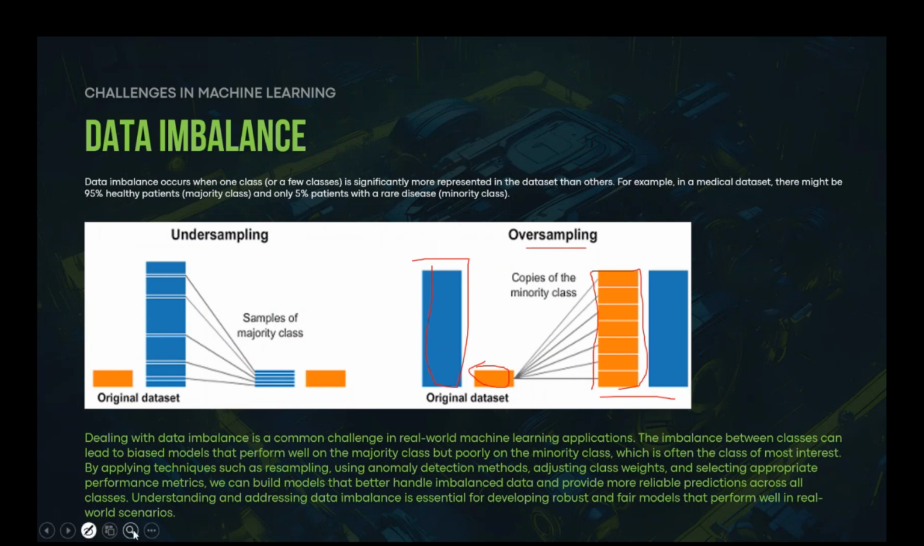In undersampling, what we do is we bring down the majority class to the lesser count. We leave the minority class as it is, but we bring down the majority class. We undersample, we remove some of the samples.